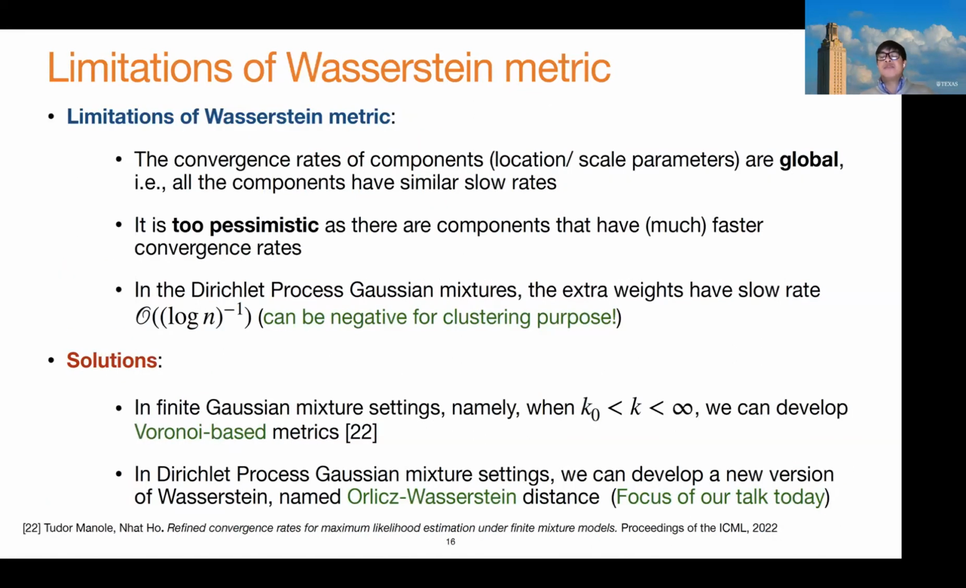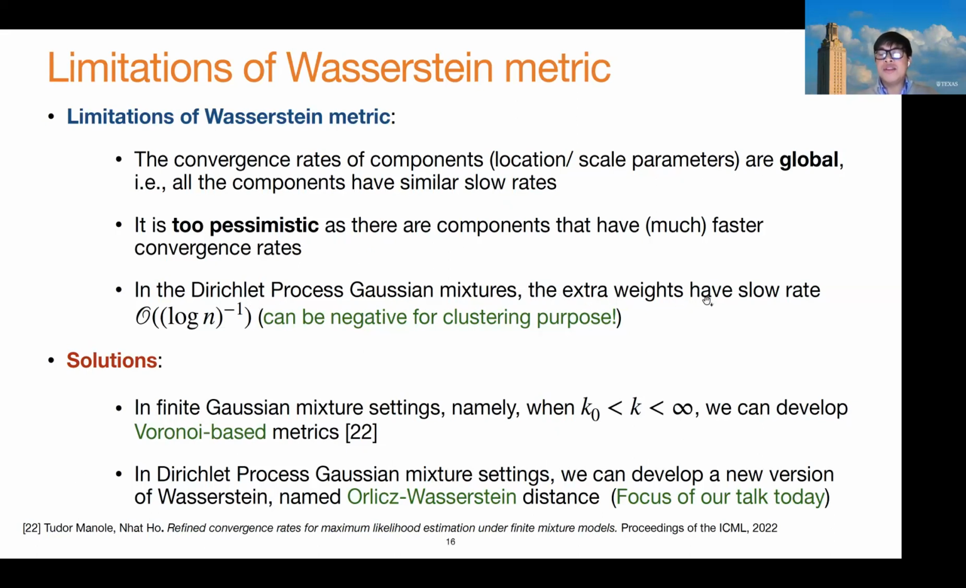But there's still one thing, because the result that we have from the Dirichlet process estimation models is basically only global. The Wasserstein metric on globals basically says that the components have a slow rate, right? Because the Wasserstein metric having a slow rate also means that all the components have a slow rate. However, that's too pessimistic, because in practice there are components that have much faster convergence rates than those from the Wasserstein metric.